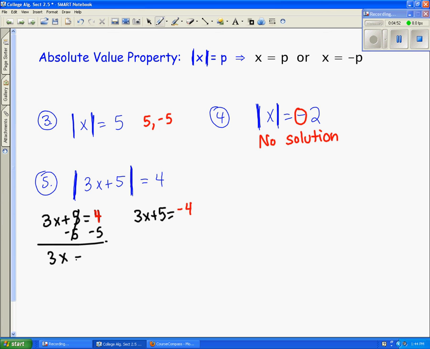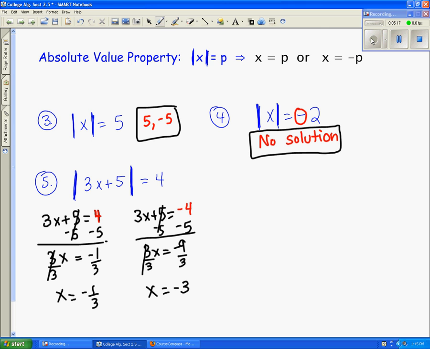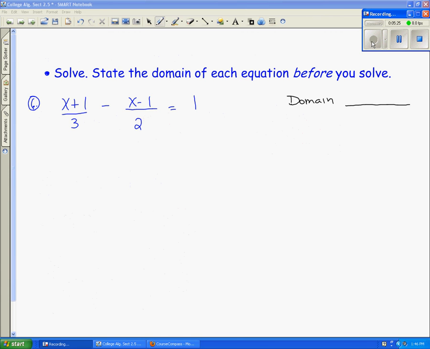We have 3x equals negative 1, divide by 3. X equals negative 1/3. Over here when we solve, 3x equals negative 9, divide by 3, x equals negative 3. So we have these solutions. And number 5 is going to be one of those values. Okay, number 6, solve, state the domain before you solve.